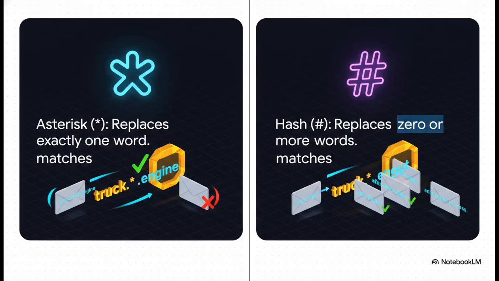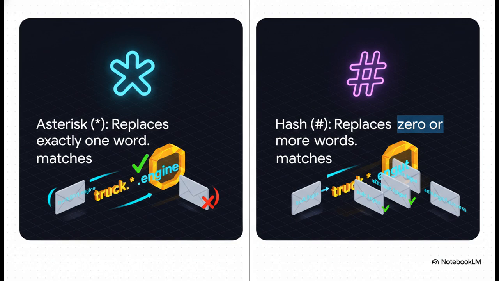Now, to really use the topic exchange, you have to get the two wildcards right. This is mission critical. Let's start with the asterisk. The asterisk replaces exactly one word, and words are just things separated by dots. So if a queue's binding key is truck.*.engine, it's going to match a routing key like truck.001.engine. But it will not match truck.tires.